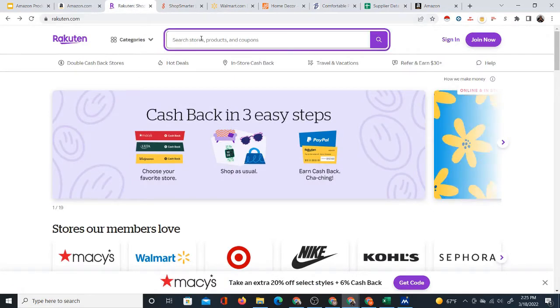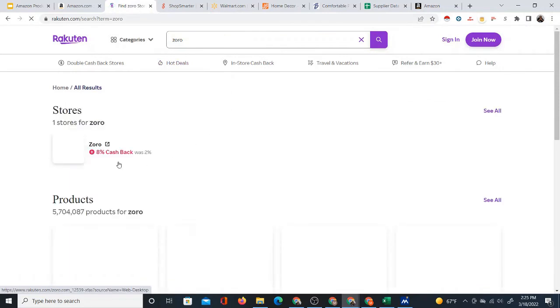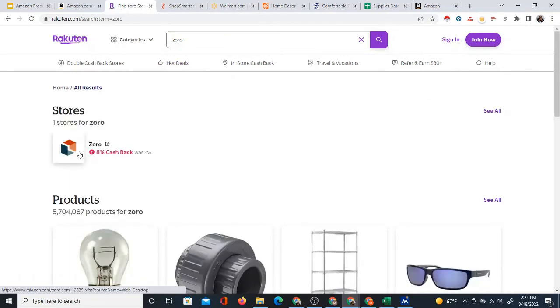You might want to use Rake It In to get, for instance, right now they're offering 8% cash back on Zorro, which is a very popular site that people use.